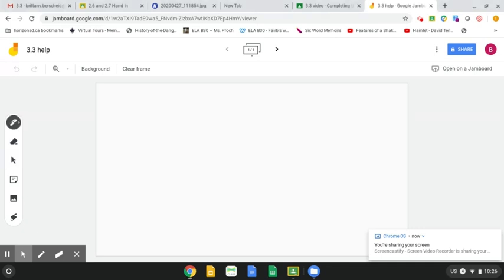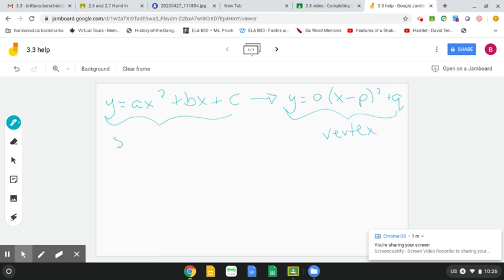Standard form is y equals ax squared plus bx plus c. When you complete the square, you put it in a different form. After you're done, you have y equals a times x minus p squared plus q. This is your vertex form, and this is your standard form.